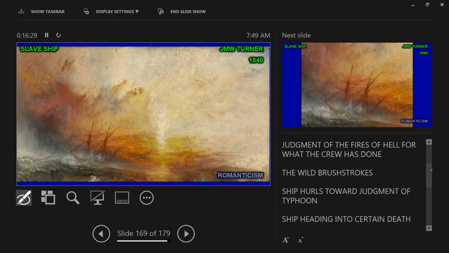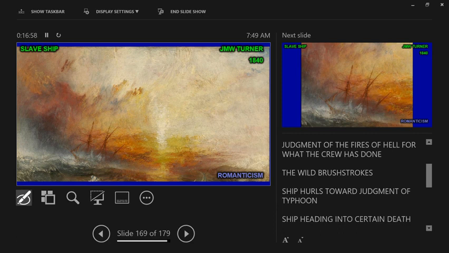And this can also be seen as the judgment of the fires of hell for what the crew has done. Like the crew has been condemned, and it's almost like they're going into hell. Even though a lot of them are not going to die on this voyage, when they actually do die, they will be going to hell for their treatment of the slaves, for the Zong massacre.